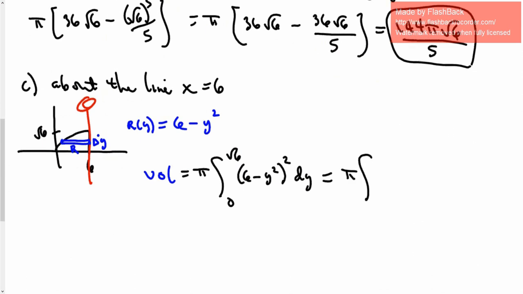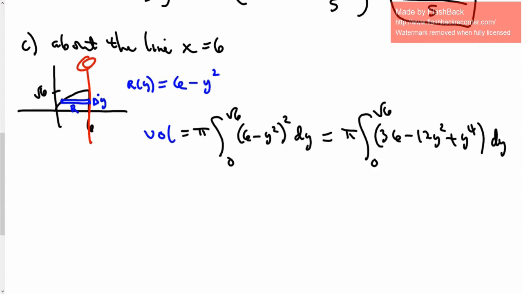This is the integral, pi times this integral here from 0 to square root of 6, of 36 minus 12y squared plus y to the 4th. We did part of that, so I guess that was good. So we know what's coming.